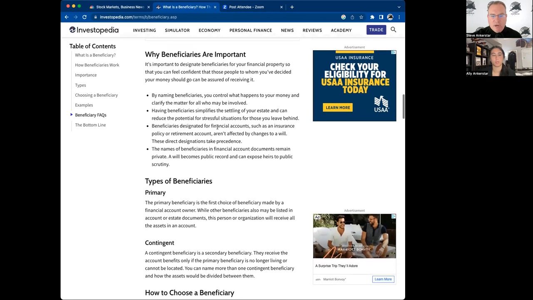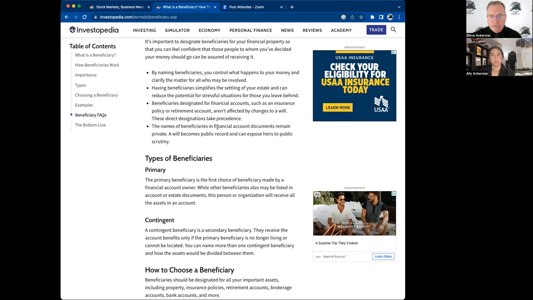Okay. Why it's important: control where your money goes, of course, and help settle the estate. So think of this. You pass away, and your stuff and all your accounts go into probate, and accounts that have beneficiaries move out of probate and to the actual individuals in a fairly short-term manner, like a week or two. The money is retitled and useful.